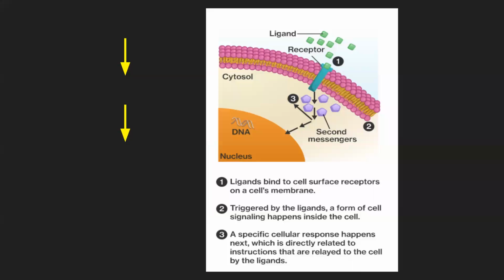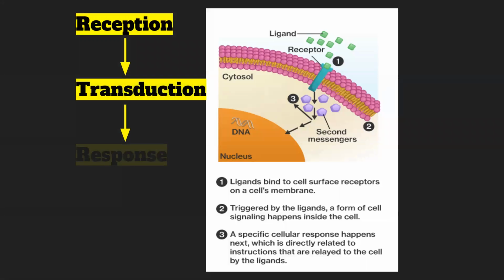So when I look at a cell signaling diagram, three things are the outline of cell signaling. One, the ligand will bind to the receptor, that is reception. Two, triggering. Because of this receptor and ligand binding, a trigger is formed. Signaling will happen inside the cell. This is passing of the message, or transduction, or transmission of the message. Third, a specific cellular response will happen. So reception, transduction, and finally a cellular response.